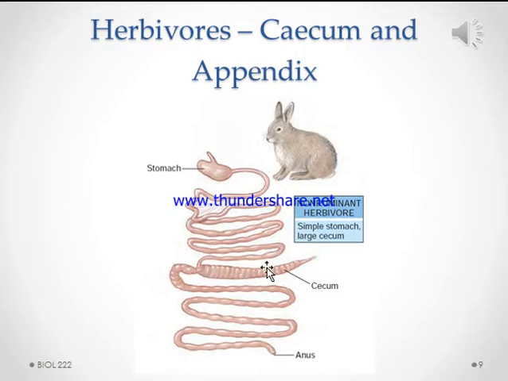Also, the cecum has a few cells which can produce cellulase enzyme itself, and that cellulase enzyme helps in digestion of cellulose. So from the plants, which have cellulose, a complex carbohydrate, they can break it down into glucose and get the nutrition from that. So this is a very helpful part of them.